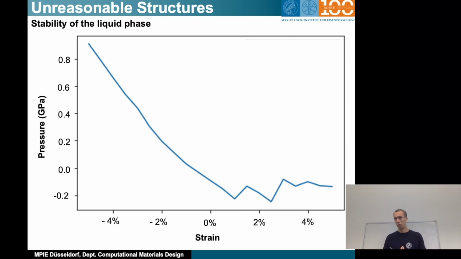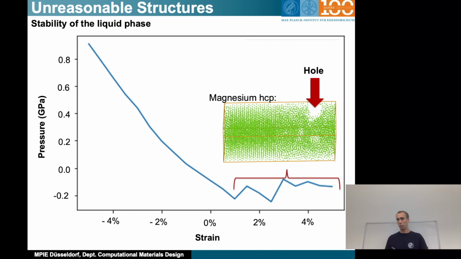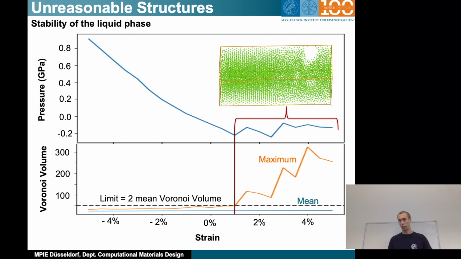If we look at the structures physically, we see that, okay, in magnesium, we find this kind of holes there, right? So it seems, in particular for HCP structure, that they form holes when we apply too much strain. Maybe special to this potential, but at least we saw these kind of patterns for multiple potentials. And that's also something we can train the machine, right? So we can say, okay, use the Voronoi volume, calculate the maximum Voronoi volume, compare it to the mean, and once it's larger than twice the mean, then most likely we have some hole there, right?